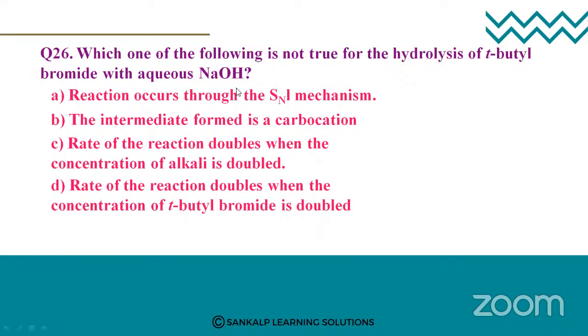Which of the following is not true for the hydrolysis of tertiary butyl bromide with aqueous NaOH? A. Reaction occurs through the SN1 reaction mechanism. B. The intermediate formed is a carbocation. C. The rate of the reaction doubles when the concentration of alkali is doubled. D. The rate of the reaction doubles when the concentration of tertiary butyl bromide is doubled.